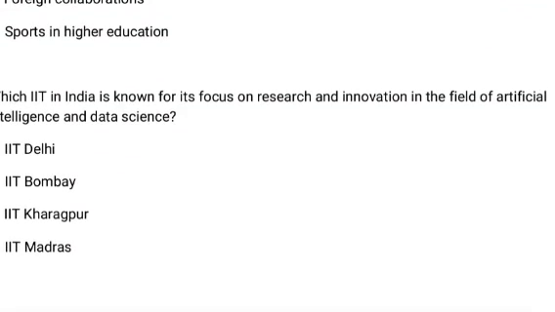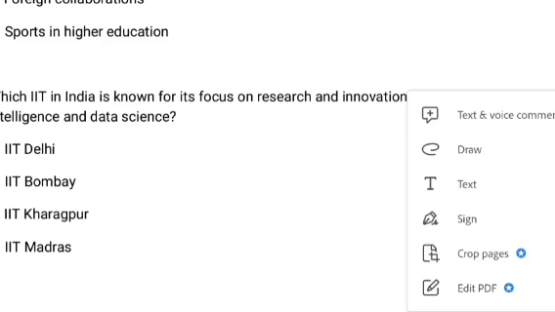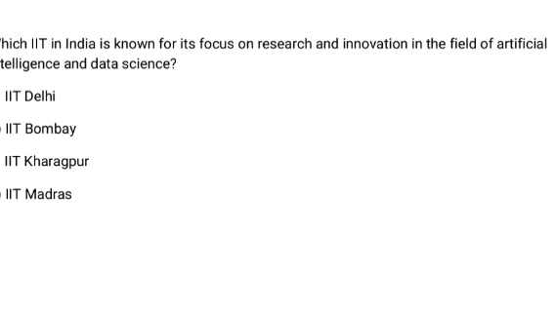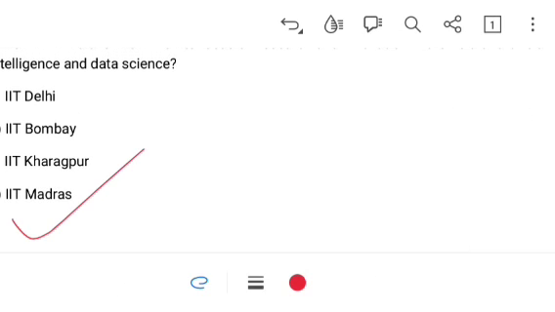So next, which IIT in India is known for its focus on research and innovation in the field of artificial intelligence and data science? IIT Delhi, IIT Bombay, IIT Kharagpur, IIT Madras. So it will be IIT Madras, number 4, in South India, IIT Madras.